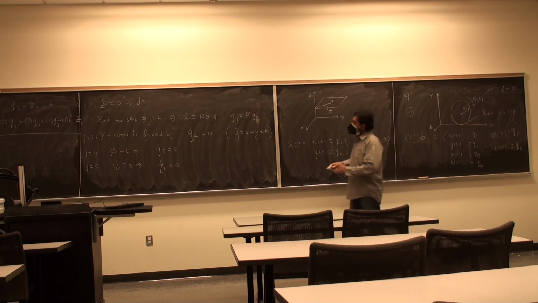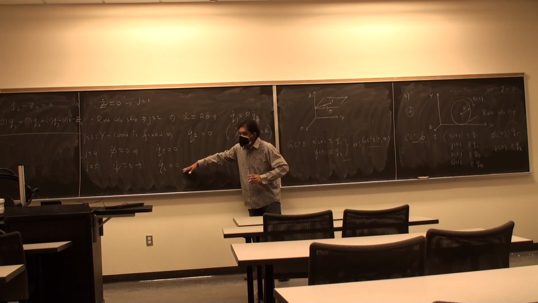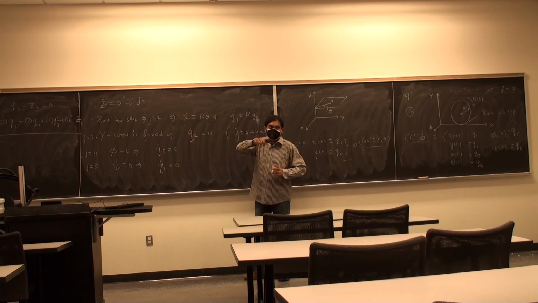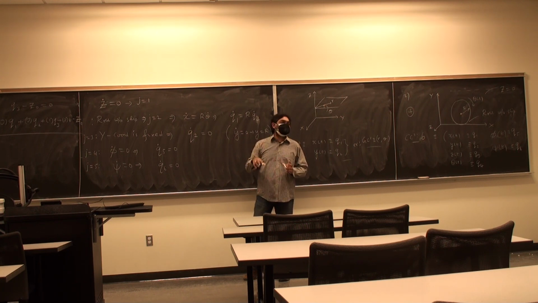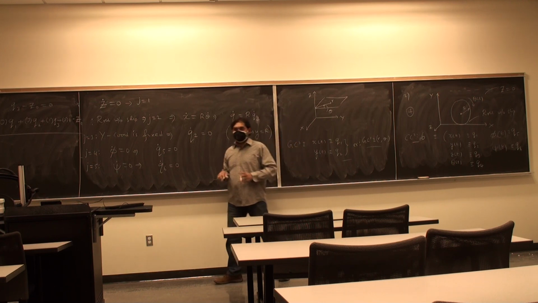In the next class I'll come back. I'll start off at this particular step. And then I will take a 3-dimensional case of the same problem, where it is still rolling without slip, and we will see what changes between the two. Okay? Thank you.